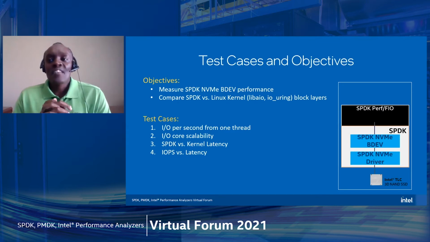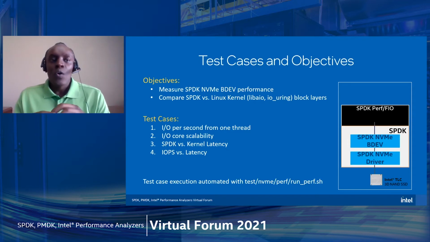In the second test case, we increase the number of IO cores that are used by the benchmark, and then we measure the IOPS scalability as we increase the number of CPU cores that the benchmark is using.